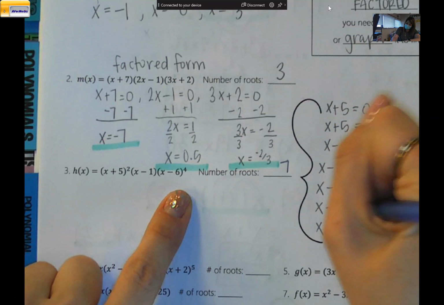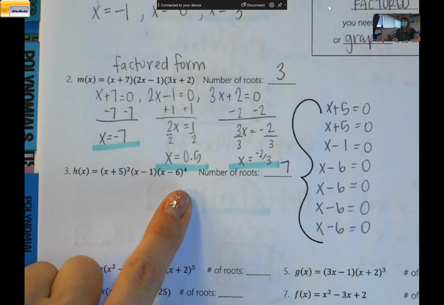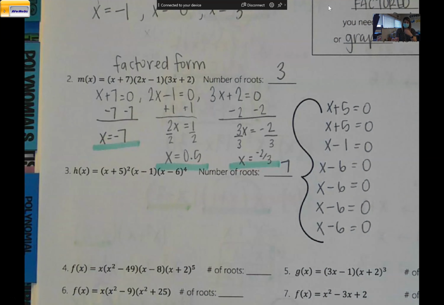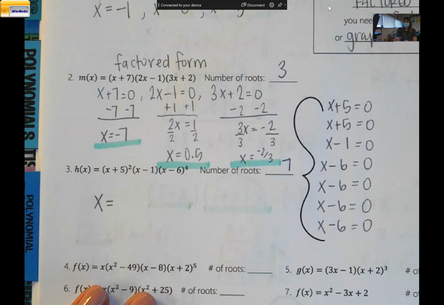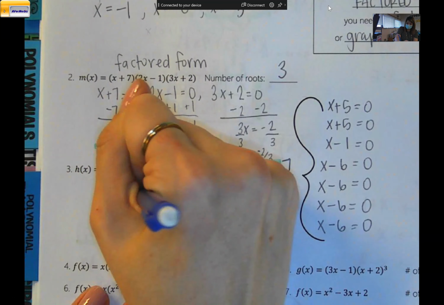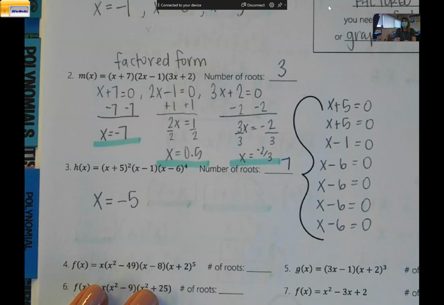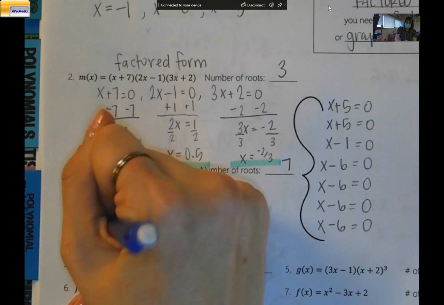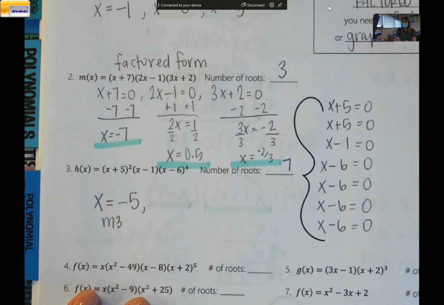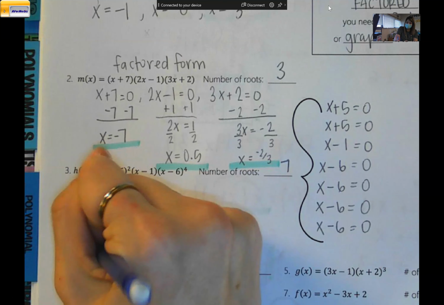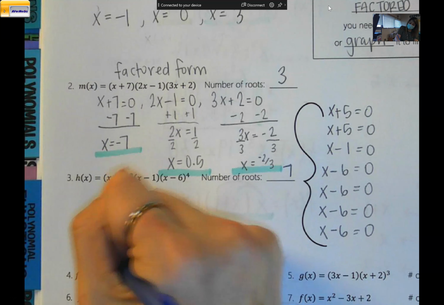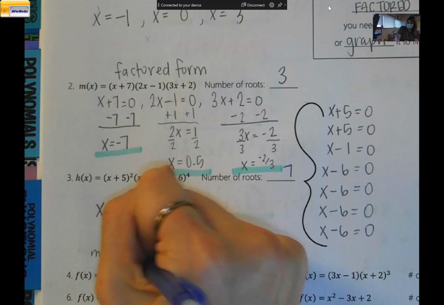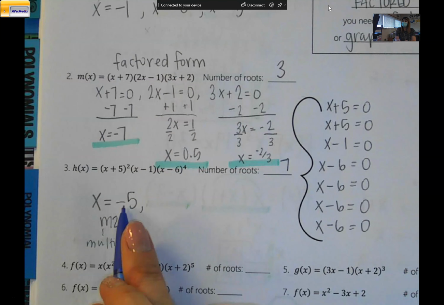So now, if we solve these, our solutions would be -5. How many of those do we have? 2. So underneath that, I'm going to write M2. That means multiplicity 2. Meaning we have 2 -5s.